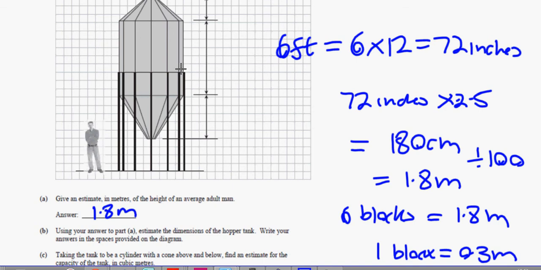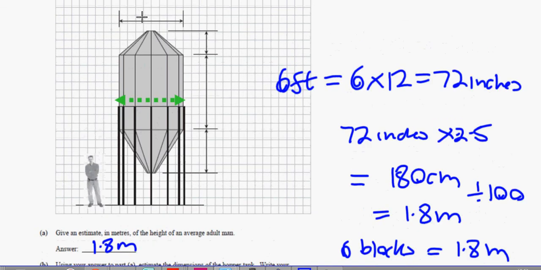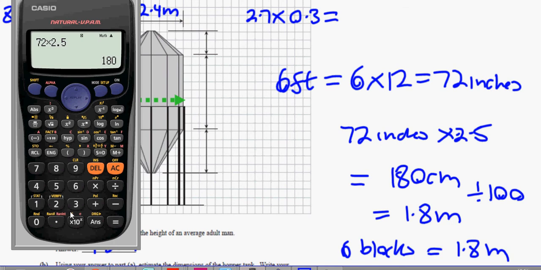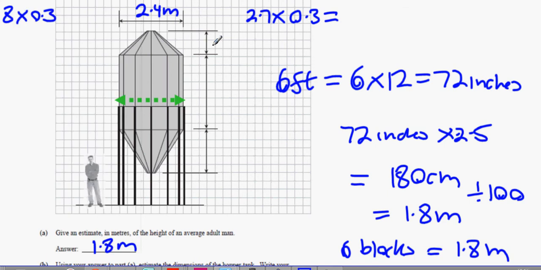So let's begin. Okay, so we can go here to here, let's count how many blocks that would be. Oh, it's here. 1, 2, 3, 4, 5, 6, 7, 8. So it's going to be 8 multiplied by 0.3, which is going to give us 2.4 meters. Okay. The next one is roughly about 2 and 2/3, about 2.7 blocks. So 2.7 multiplied by 0.3 is going to be 0.81. So this is 0.81 meters tall.